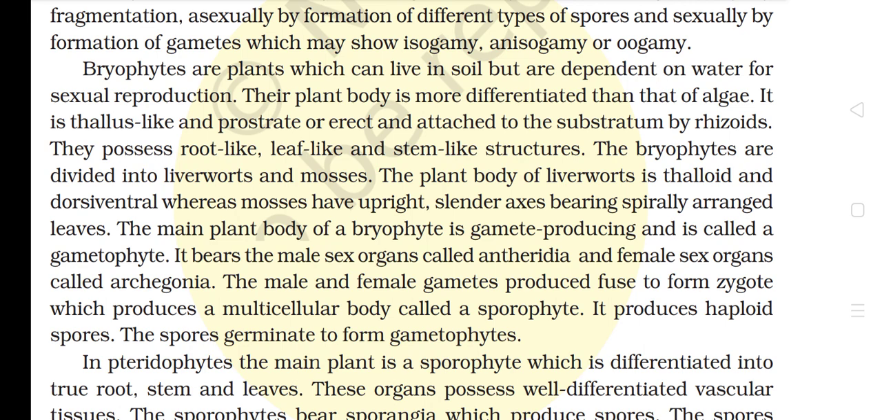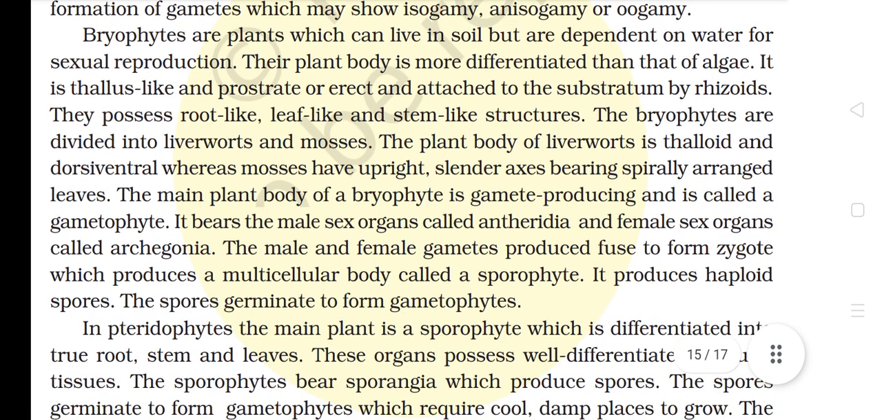Bryophytes are plants which can live in soil but are dependent on water for sexual reproduction. Their plant body is more differentiated than that of algae. It is thallus-like and prostrate or erect and attached to the substratum by rhizoids. They possess root-like, leaf-like, and stem-like structures. The bryophytes are divided into liverworts and mosses. The plant body of liverworts is thalloid and dorsiventral, whereas mosses have an upright, slender axis bearing spirally arranged leaves.